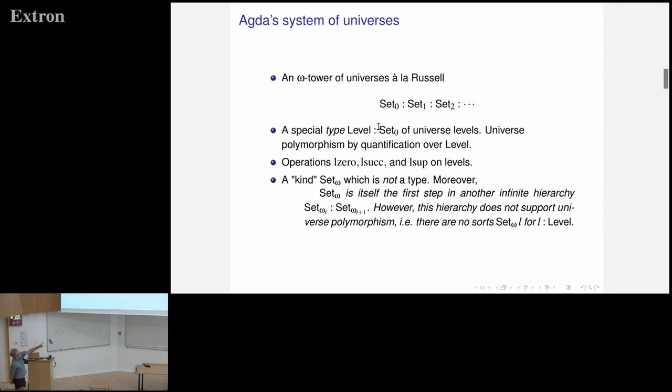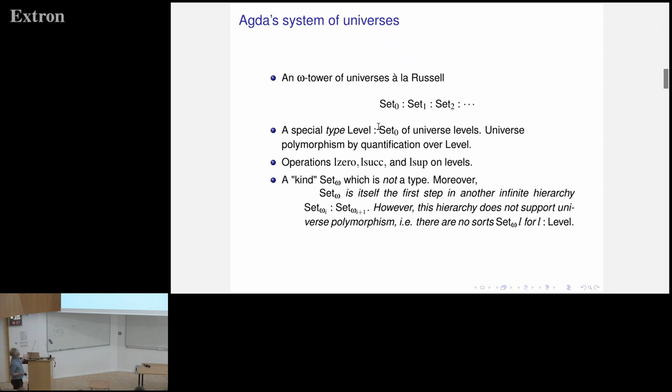For example, as you know, I've just copied it from the Agda manual here, or Agda Wiki. This hierarchy, the one above omega, does not support universe polymorphism. So there are no sorts Set omega L for L a level.